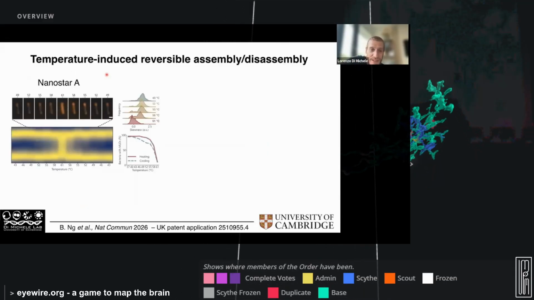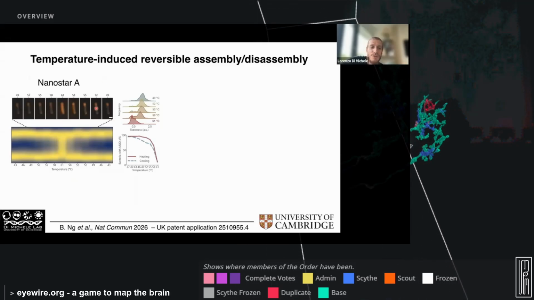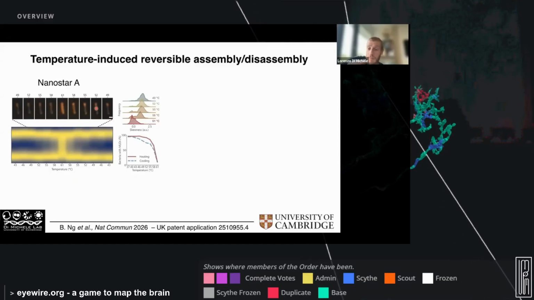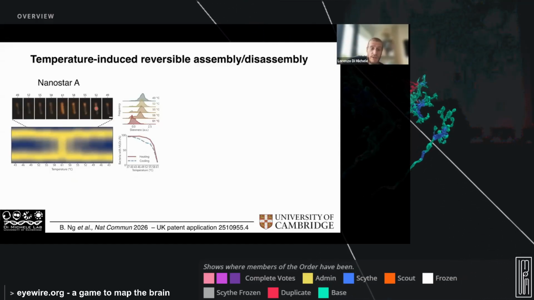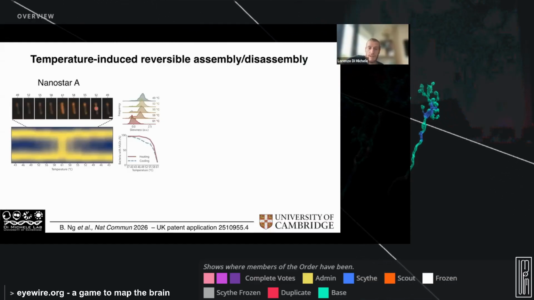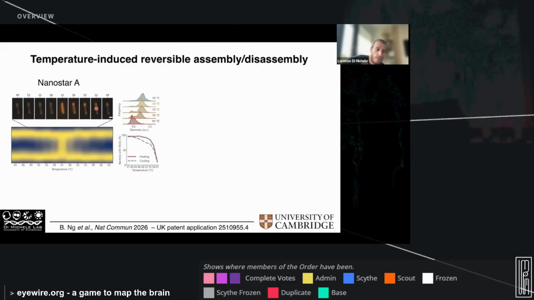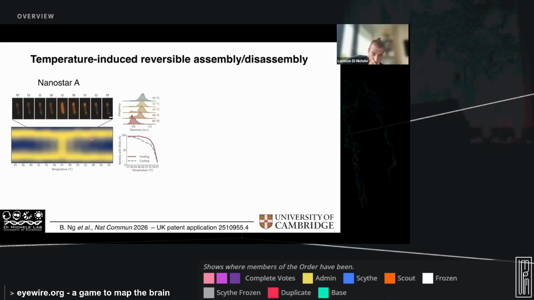You can play some interesting games. For example, you can melt your condensates as you would in vitro. So I haven't showed this, but you can actually show that if you heat them up, as you would expect, because this is all base pairing interactions, eventually they dissolve and then they reform if you cool them down. And this works in the cells as well.